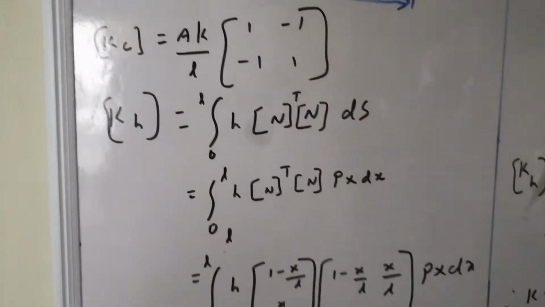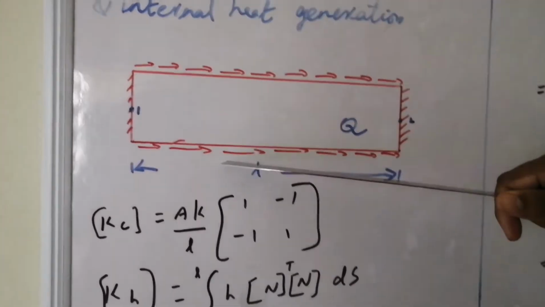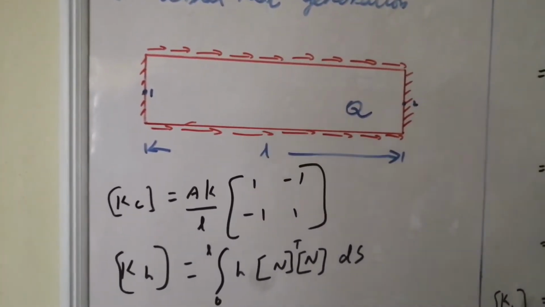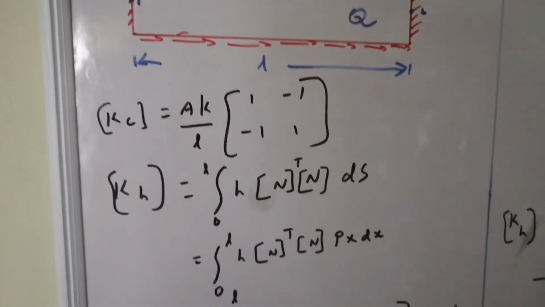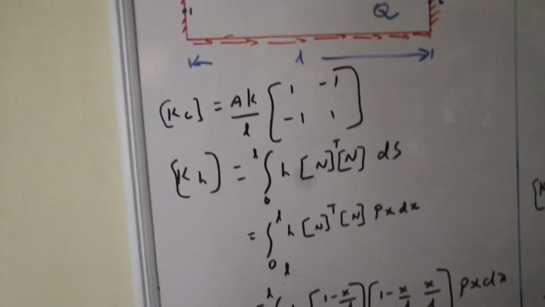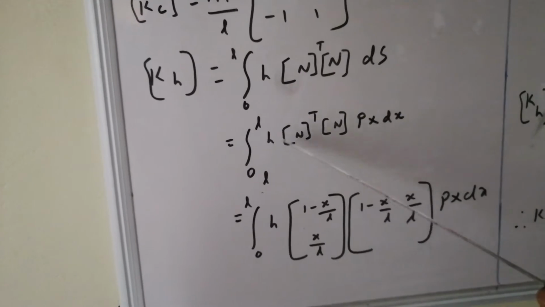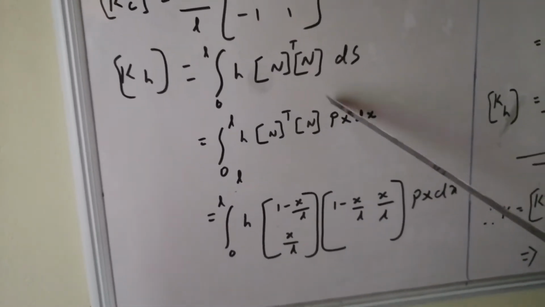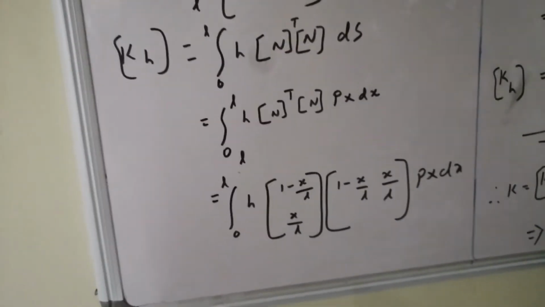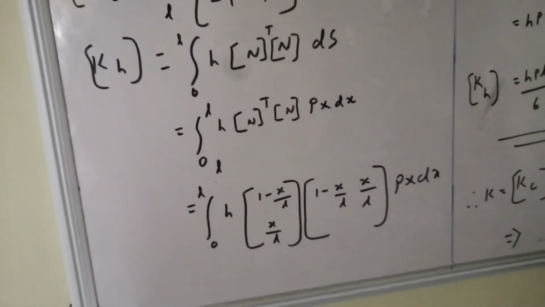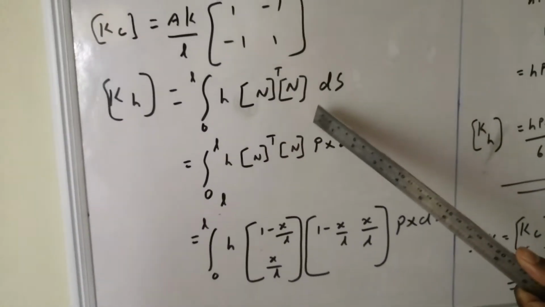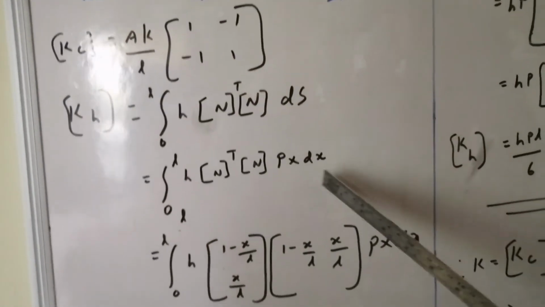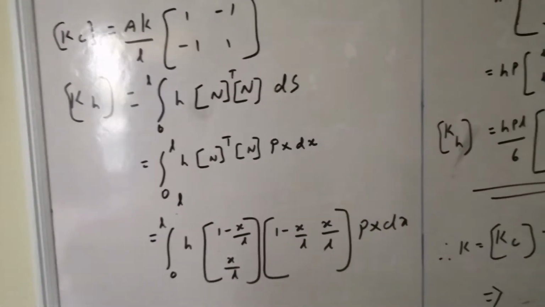Since the heat is transferring to the atmosphere through both of these sides, we want to consider the lateral surface area. So we are making it as dS, and we are changing the equation to the integral from 0 to L of h N transpose N, perimeter P, into dx. Dx we know is the thickness. So we will get the lateral surface area. We are converting the lateral surface area as P into dx.